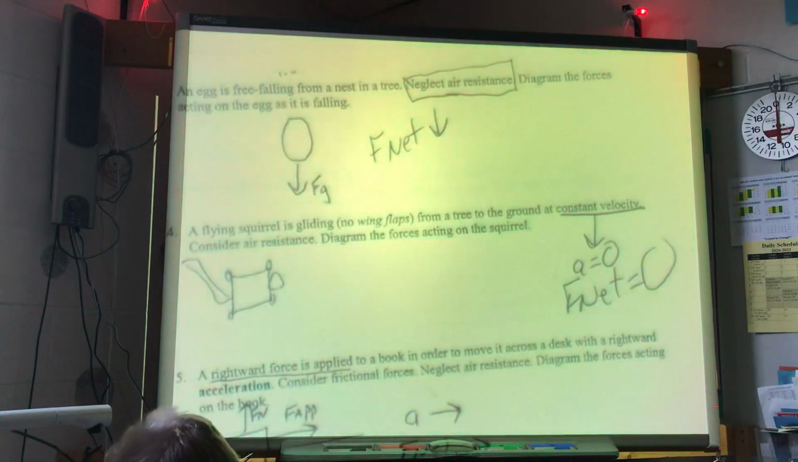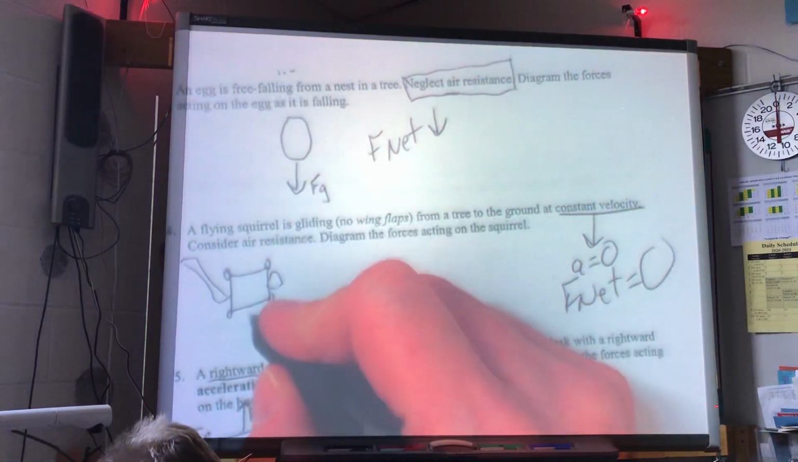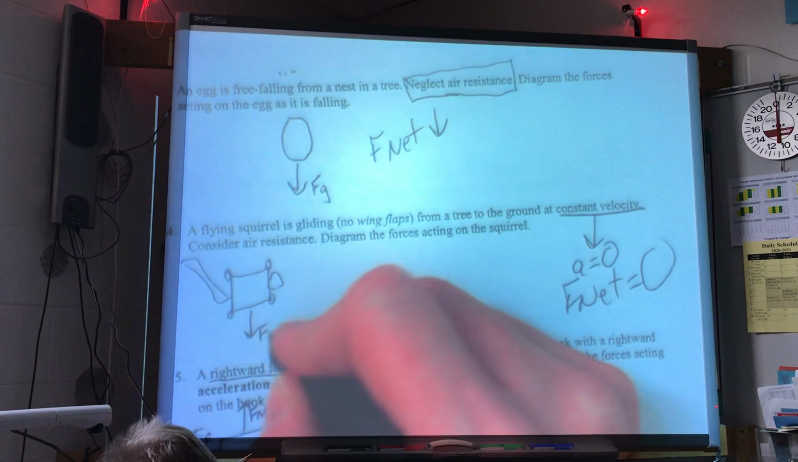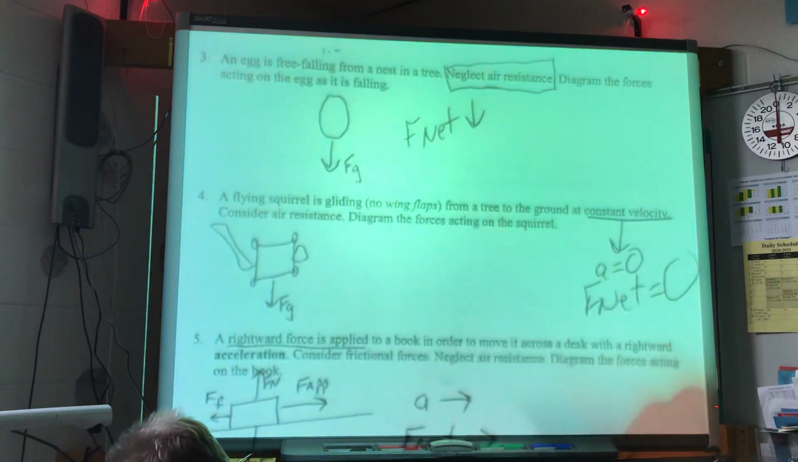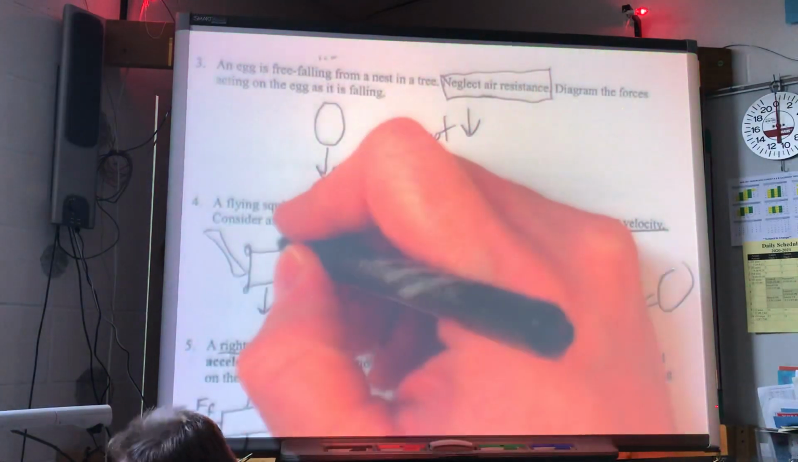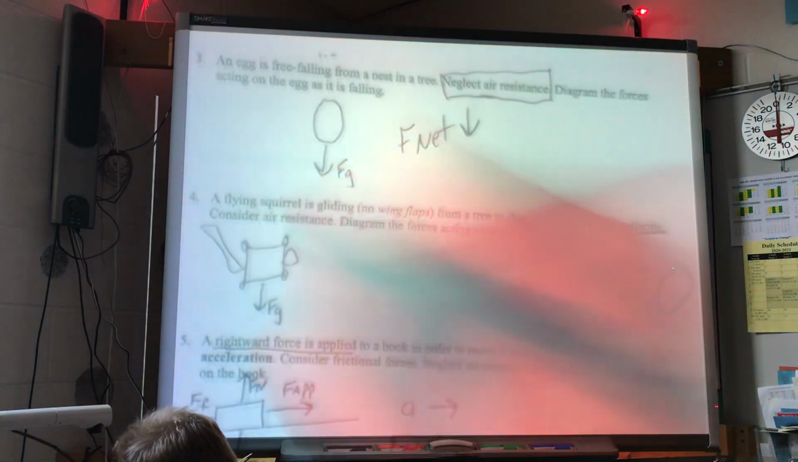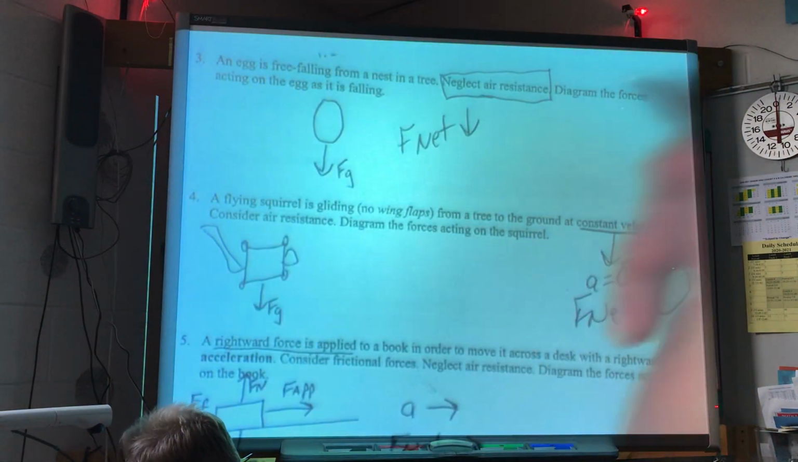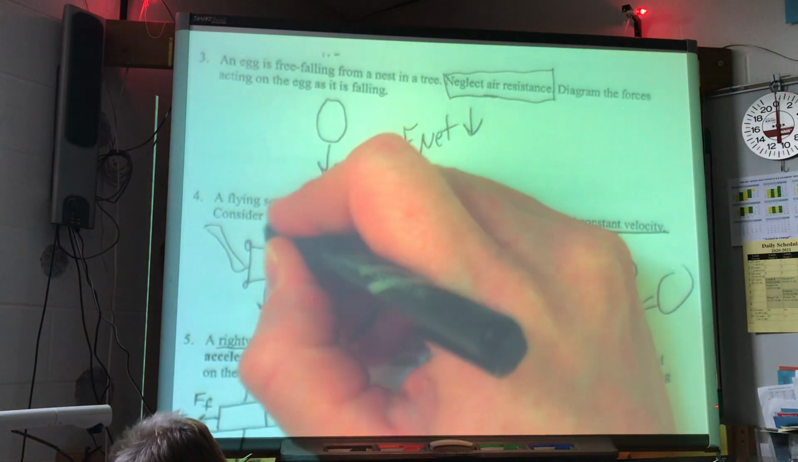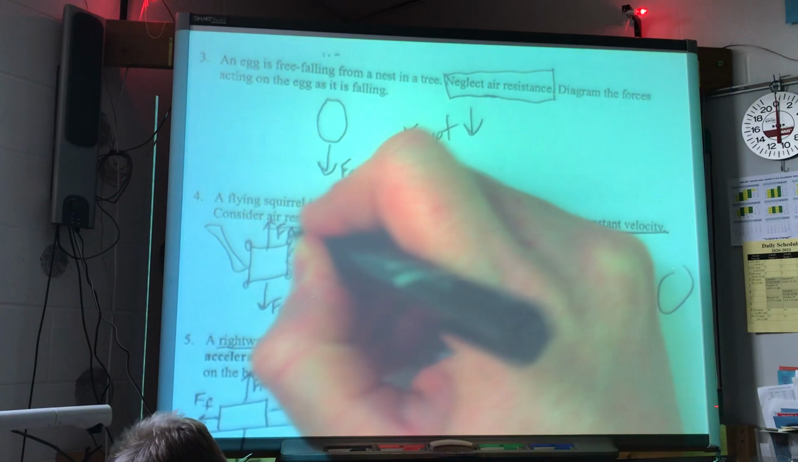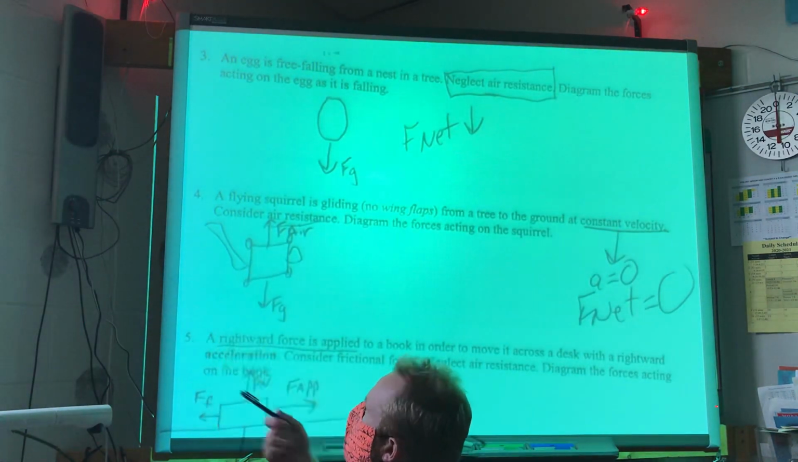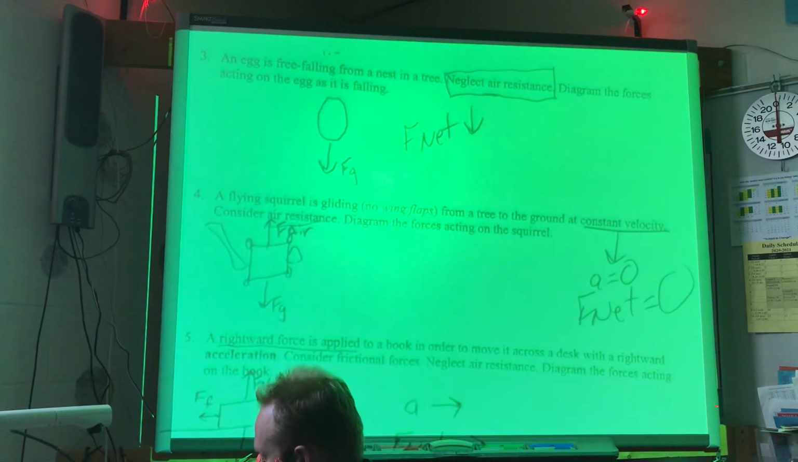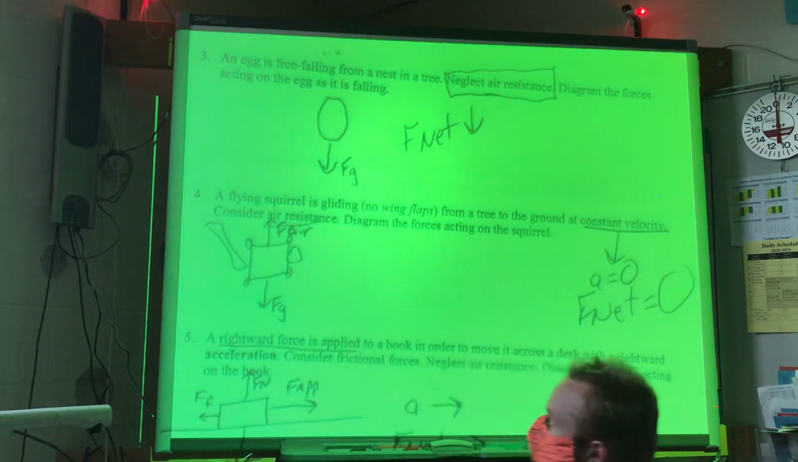So what forces are acting on this squirrel? Gravity. That's unbalanced, so it must have something going up. Nope, it's not sitting on a surface, so no normal force. Yeah, this one says consider air resistance. So we have an F of air, and that arrow should be about the same length as that arrow. And that's the idea.